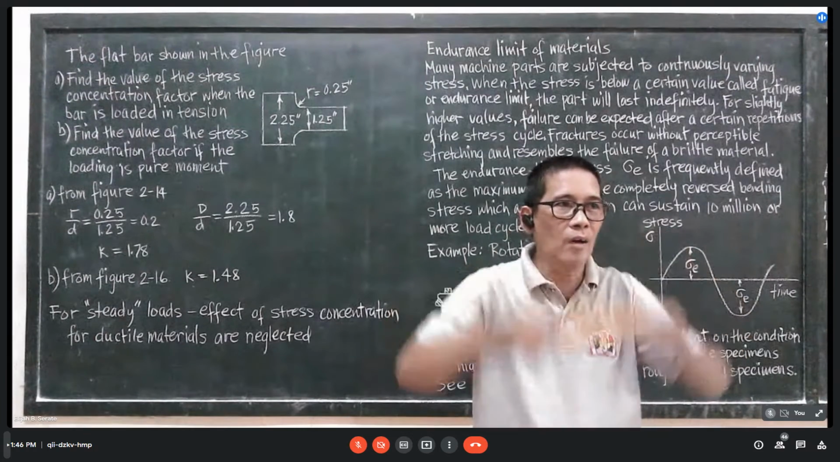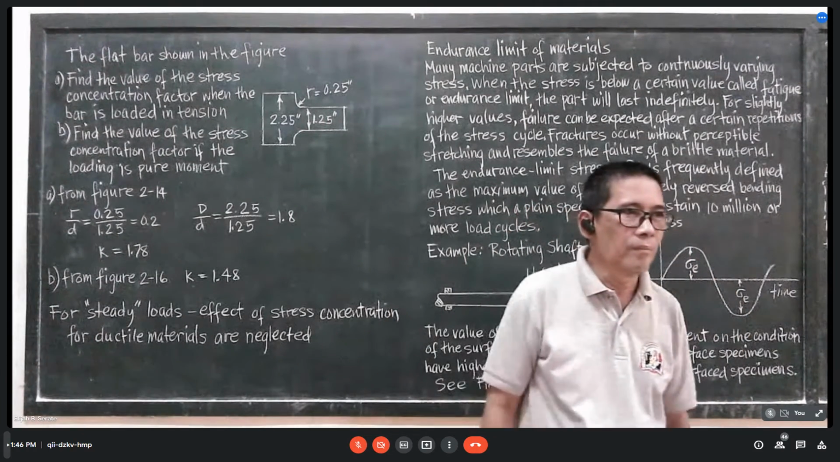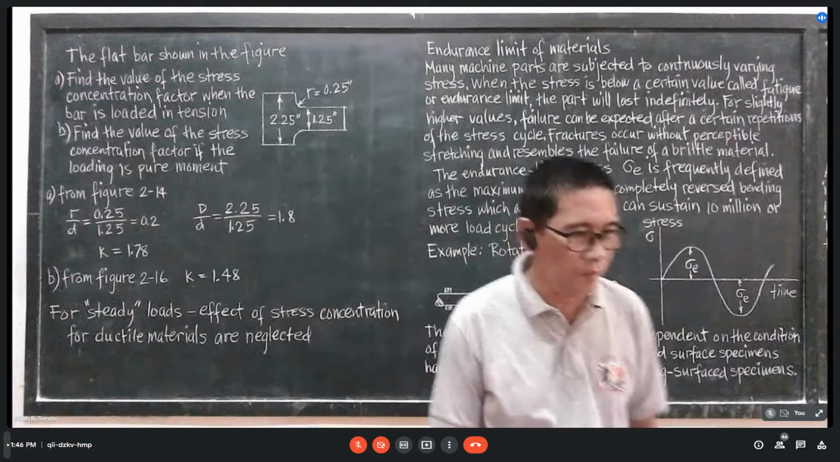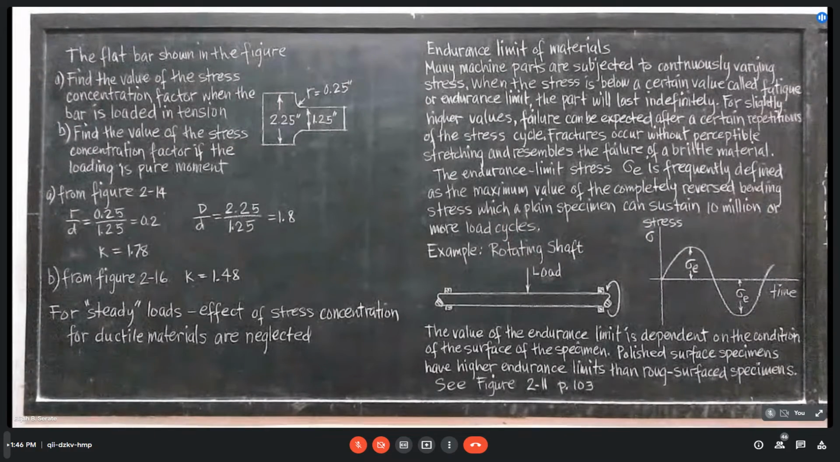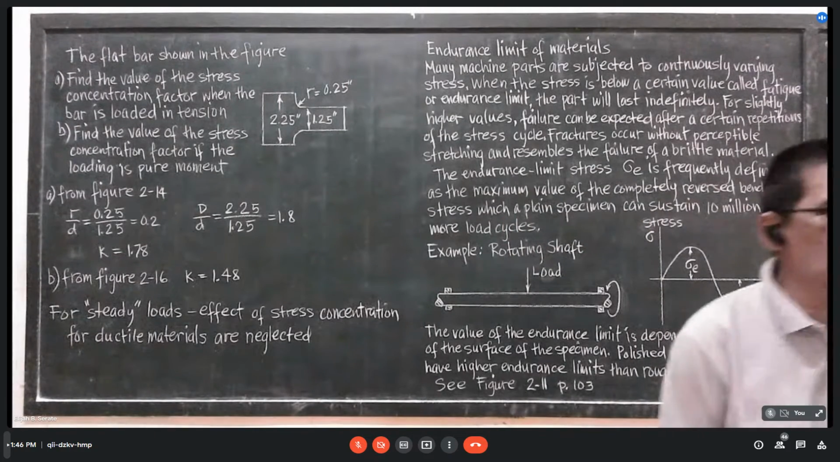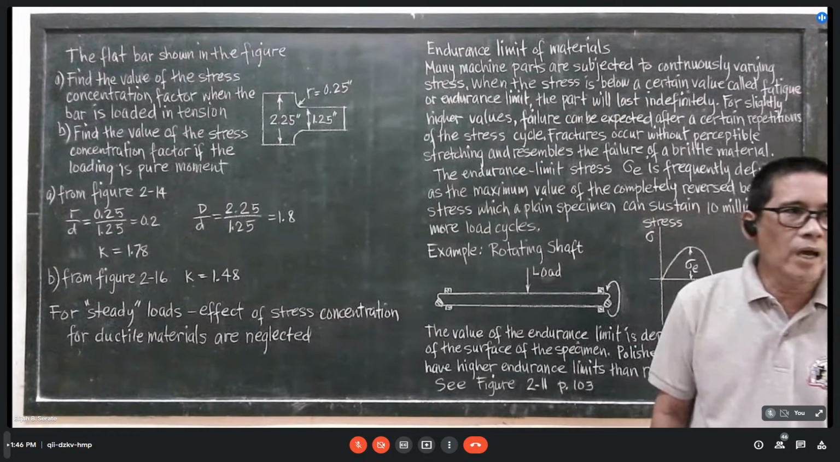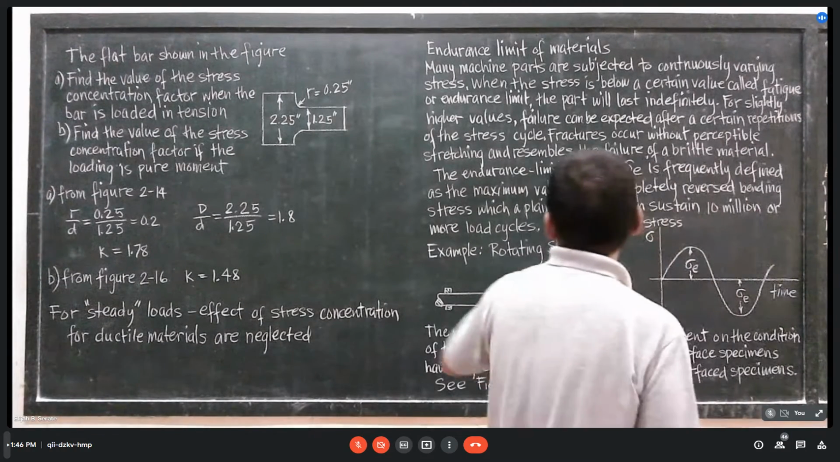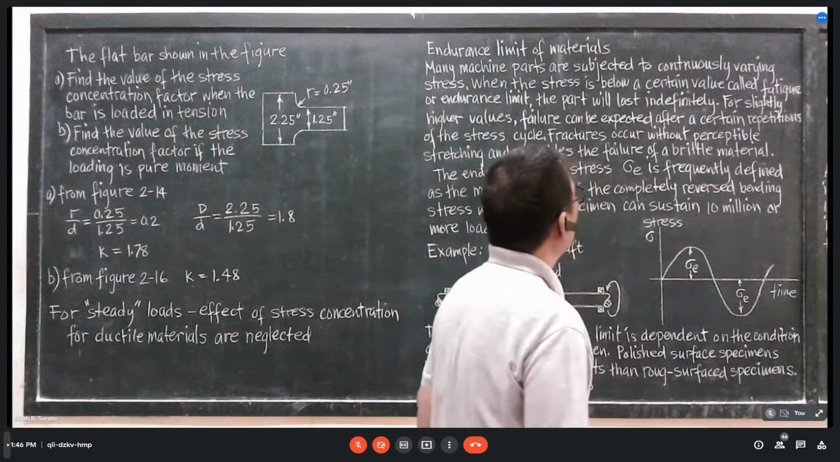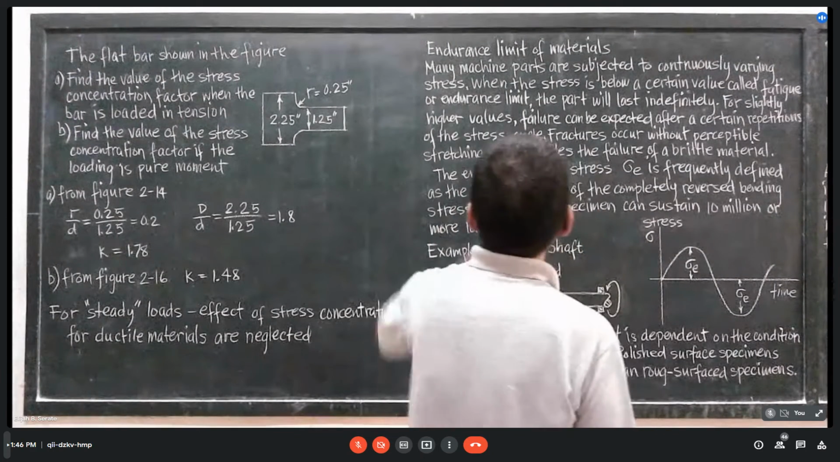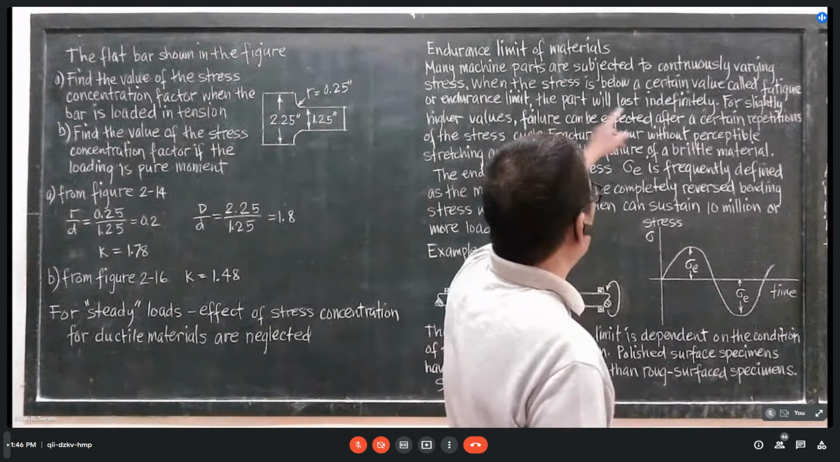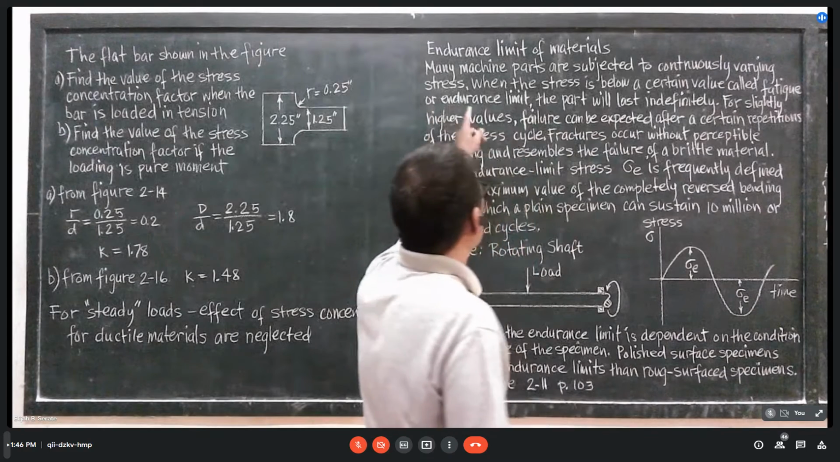That is now a varying load. No? So that is the meaning of a varying load. Now, the behavior of materials with varying load is different. We have what is known as the endurance limit. Okay? So, many machine parts are subjected to continuously varying stress.